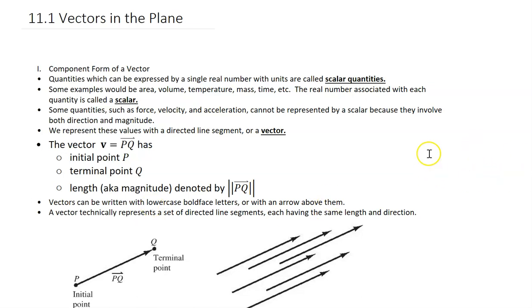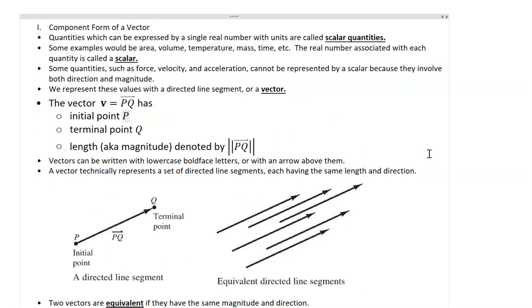in Calculus 3. So the first thing that you need to understand is the difference between a scalar and a vector. Any quantity which can be expressed by a single real number with units is called a scalar. So examples would be like area, volume, temperature, mass, time, etc. And scalar quantities have a scalar number associated with each one.